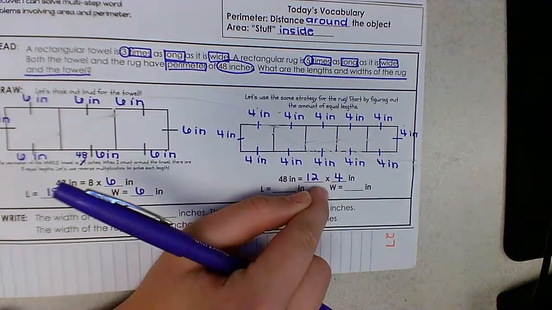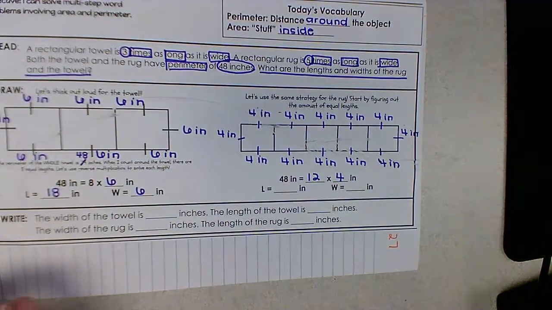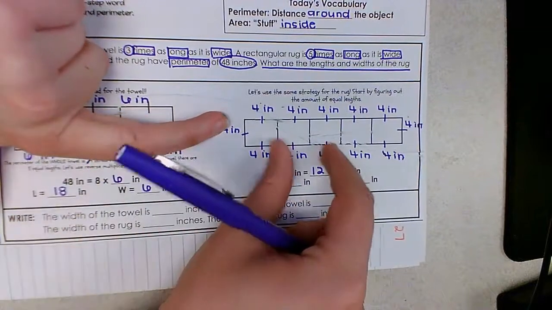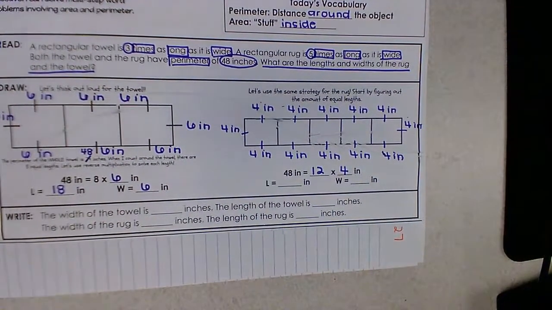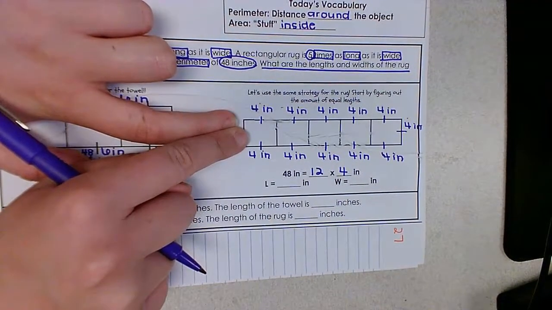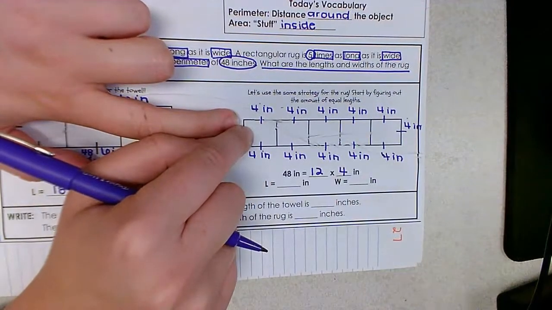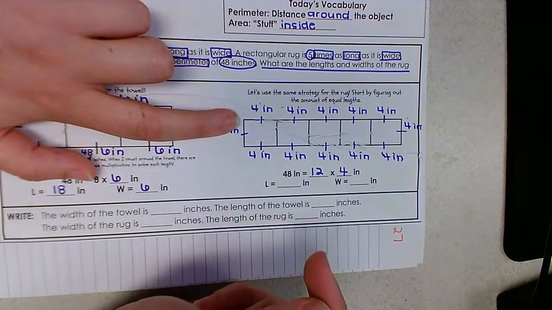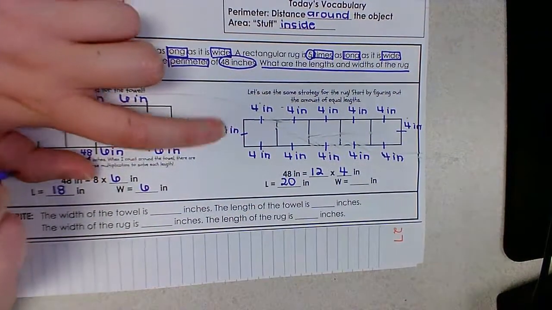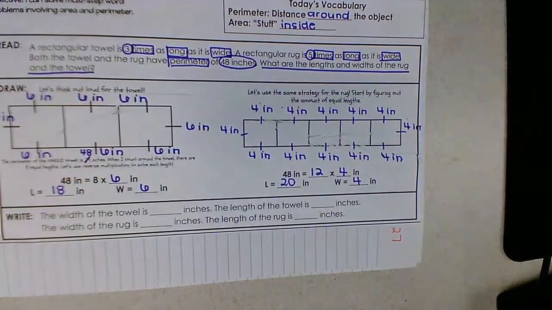Now that I've plugged in my 4 inches, I can figure out the length and the width. Just like in my last problem, I know we're used to seeing width sideways. We just needed to make room for really long rugs and towels. But I know that my longest side here is my length, because it's 5 times as long. So 5 times 4 is how many inches? 20. While our width is only going to be 1 equal length, which is 4.